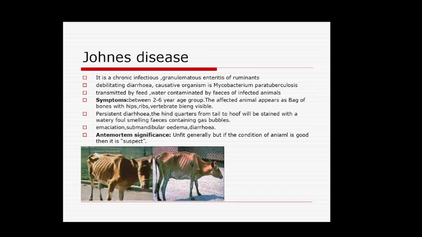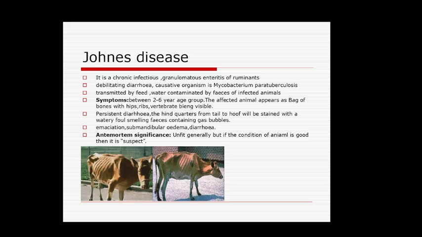Then we have Johne's disease. Johne's disease is a very common disease. You often encounter it in stray cattle. It is caused by Mycobacterium paratuberculosis, and it has a debilitating diarrhea. It is a chronic infectious granulomatous enteritis of ruminants. Symptoms appear in the 2 to 6 year age group.